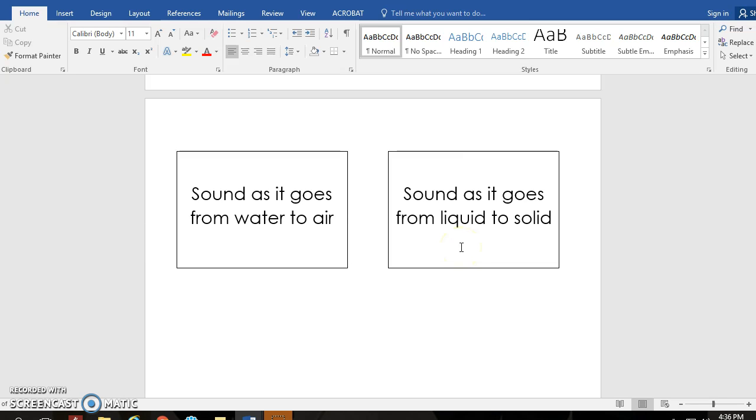Then finally, sound as it goes from liquid to solid, we know that sound is fastest in a solid, so it's going to speed up as it goes from the liquid to the solid. Solid is the most dense, particles are closest together, so it would be fastest in the solid.